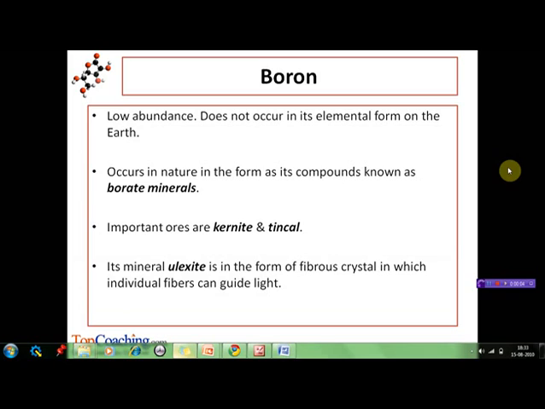So let's begin with the first member of this group, that is boron. The abundance of boron is low in the Earth's crust. It does not occur in its elemental form. It is found in nature in the form of its compounds such as boric acid, borax, borate, etc., which are together known as borate minerals. Its economically important ores are kernite and tincal. Its mineral form ulexite is in the form of fibrous crystal in which each individual fiber can guide light, as in fiber optics.